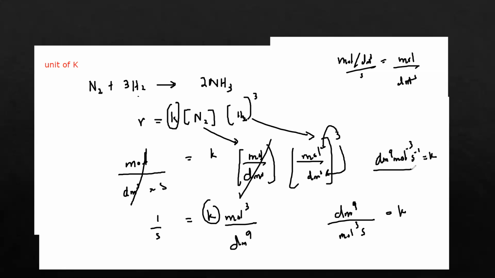Is it clear? The unit of the K. So basically the unit of K is not constant or fixed. It depends on the type of the reaction and the equation which represents a balanced, complete chemical reaction.